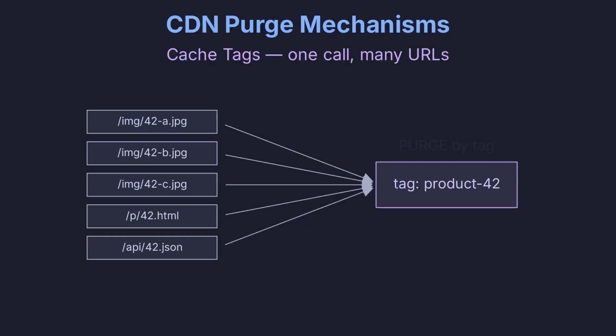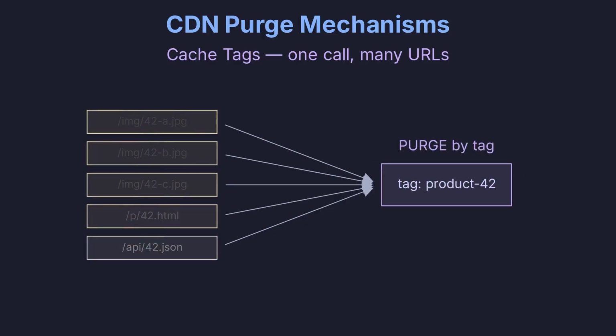The real power move is cache tags. You associate a tag like product42 with many URLs, then purge by tag. Busy e-commerce sites use this to update all of a product's images in one call, without enumerating every variant URL.